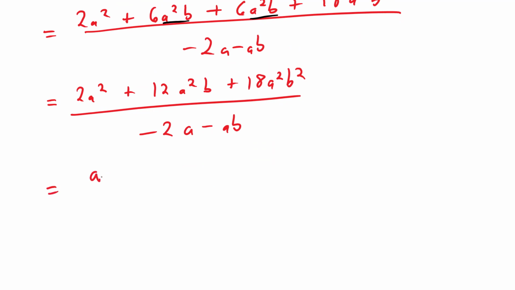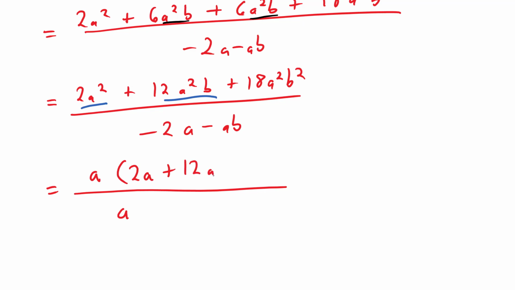I'm going to take an a out of the top. I'm going to take an a out of the bottom. Take an a out of this one. What do I have left? I have just 2a, right? a times 2a is 2a squared. I take an a out of the next one here. I have 12ab. And then take an a out of this one here, and I have left 18ab squared.